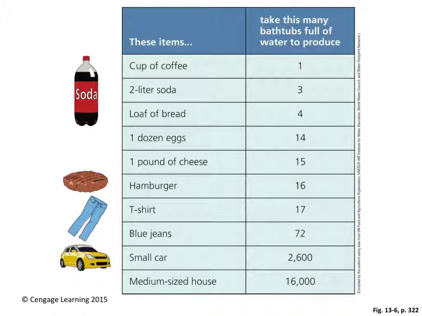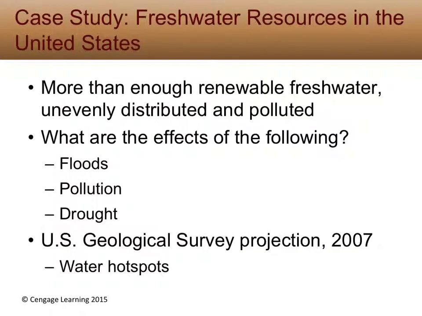We've got to grow the cotton or whatever the product is that makes up those jeans. Small car, about 2,600 bathtubs of water. And a medium-sized house, just to make your house, is about 16,000 in the processing.